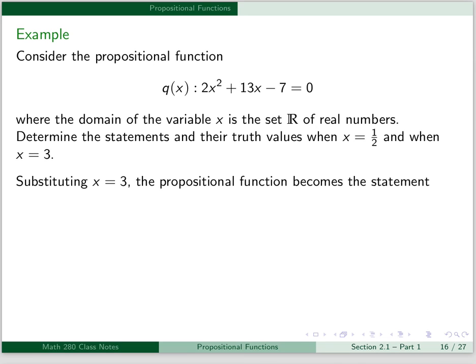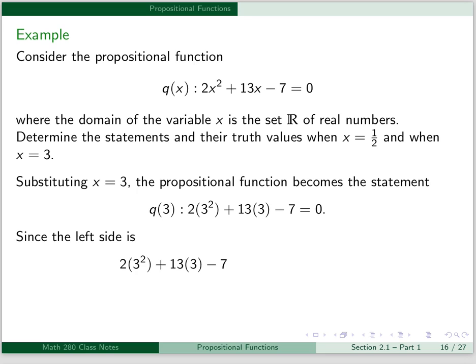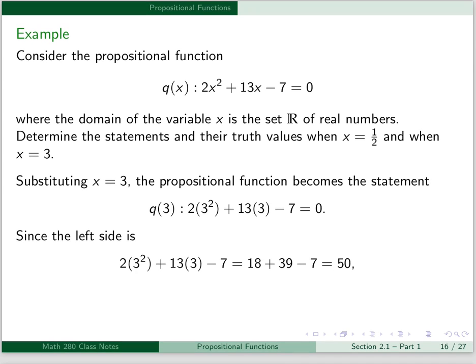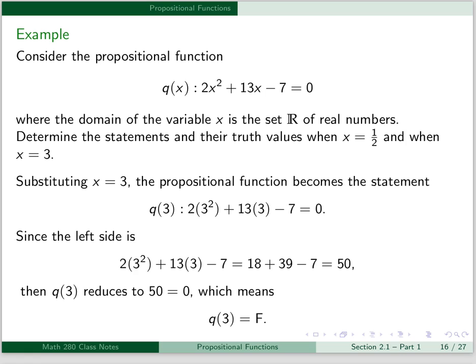Substituting x equals 3, the propositional function becomes the statement q of 3, 2 times 3 squared plus 13 times 3 minus 7 equals 0. Since the left side is 2 times 3 squared plus 13 times 3 minus 7, which is 18 plus 39 minus 7 equals 50, then q of 3 reduces to 50 equals 0, which means that q of 3 is obviously false.